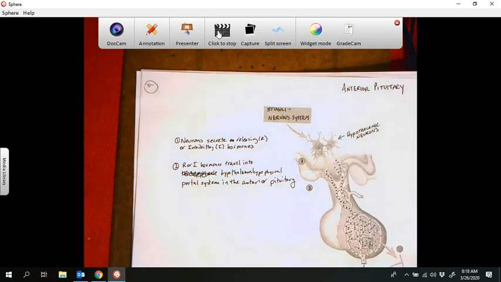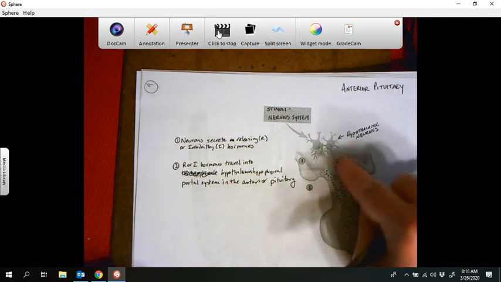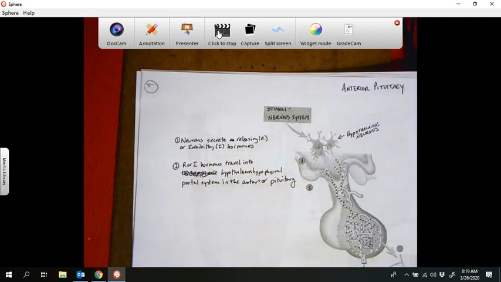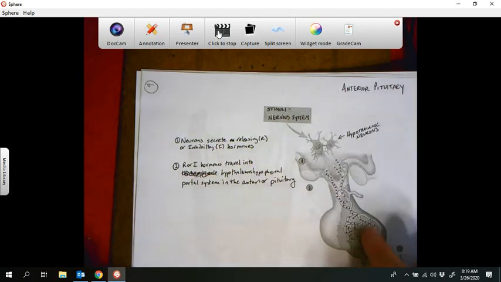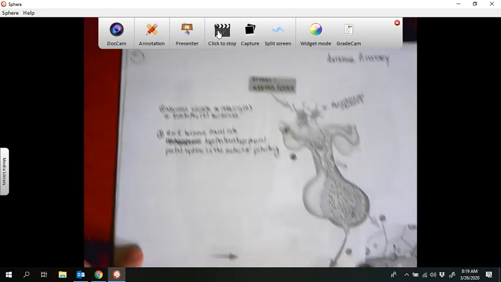With that, we have this portal system here, and remember that a portal system is blood. It is the circulatory system. So those hormones travel into there, and they're going to go down into the anterior pituitary down here.